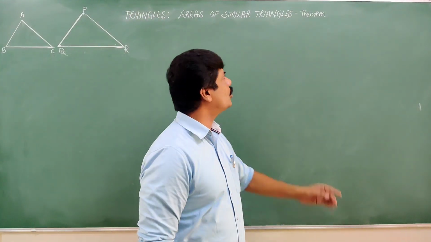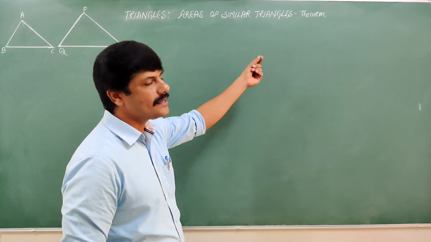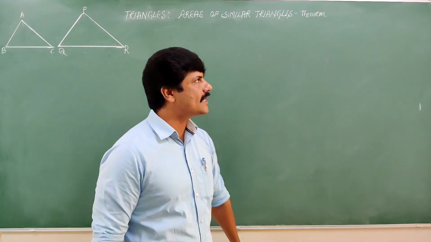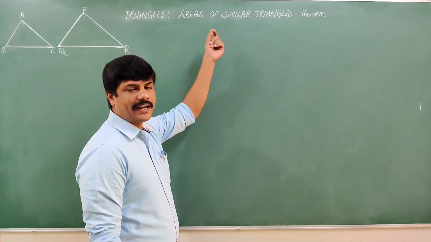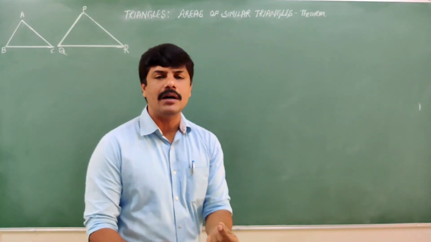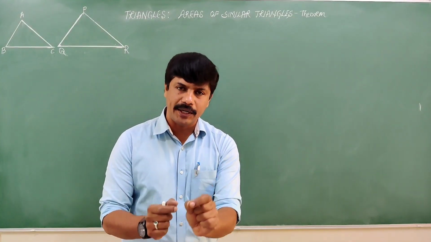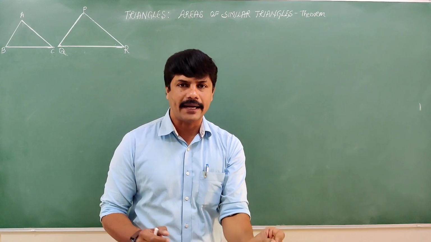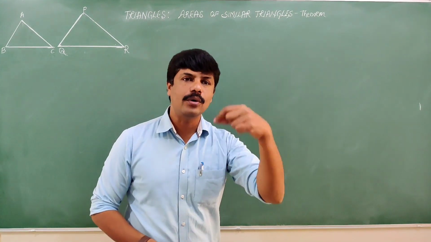Children, before we prove this areas of similar triangles theorem, we should know certain things. That is the formula to find the area of the triangle. What is the formula to find the area of the triangle? It is half into base into height. Recall, half into base into height.